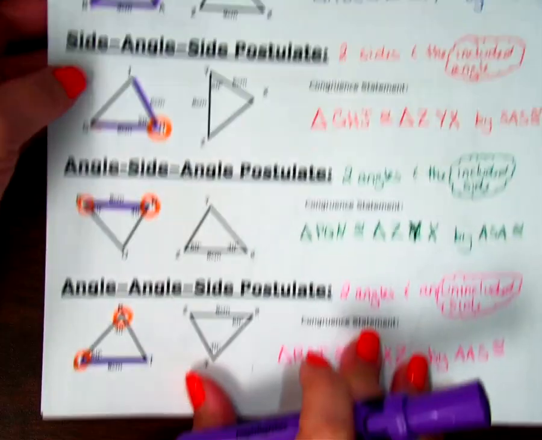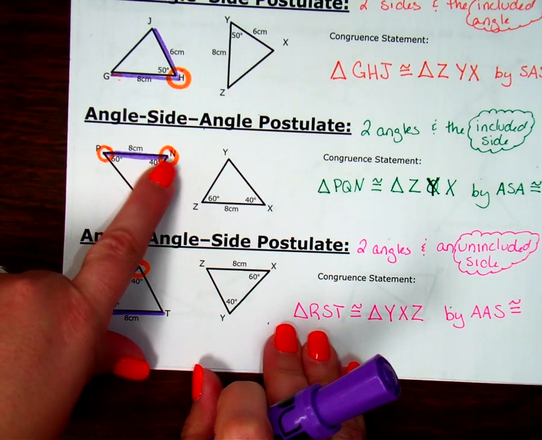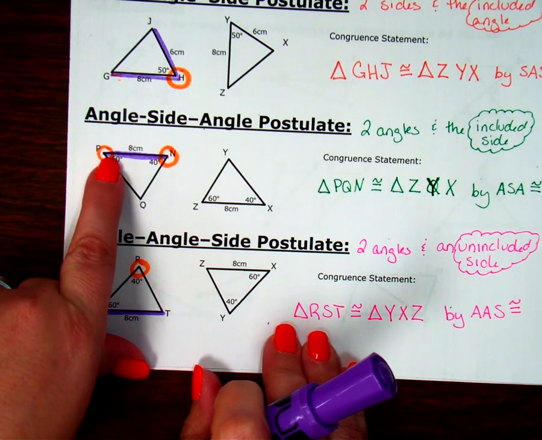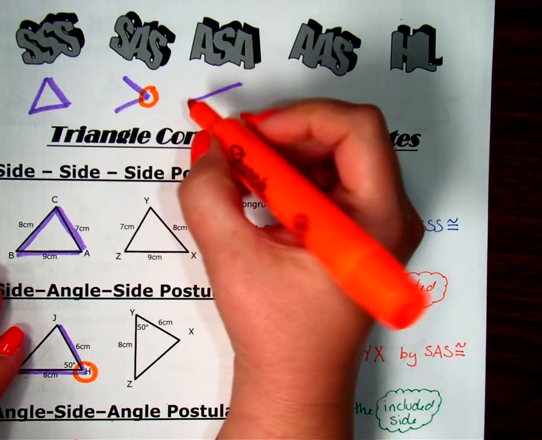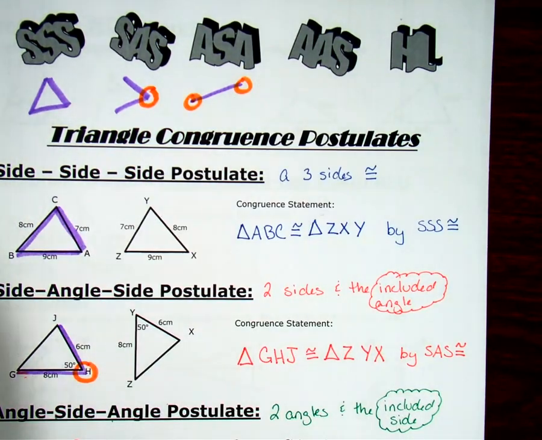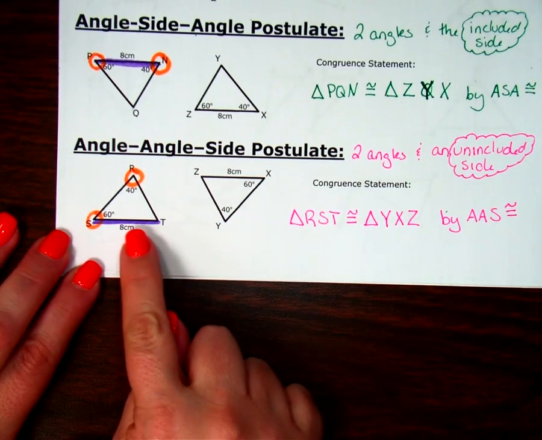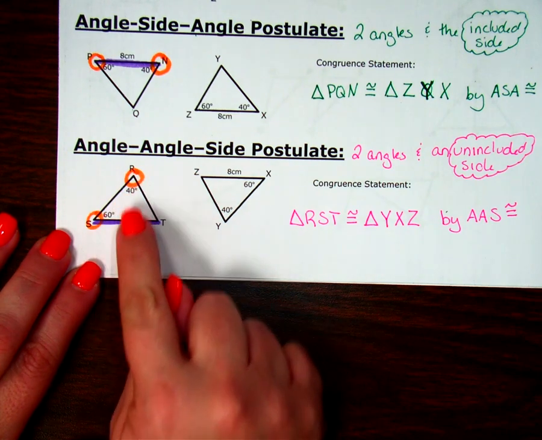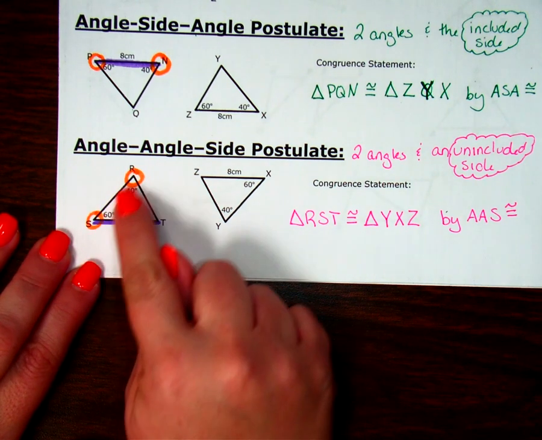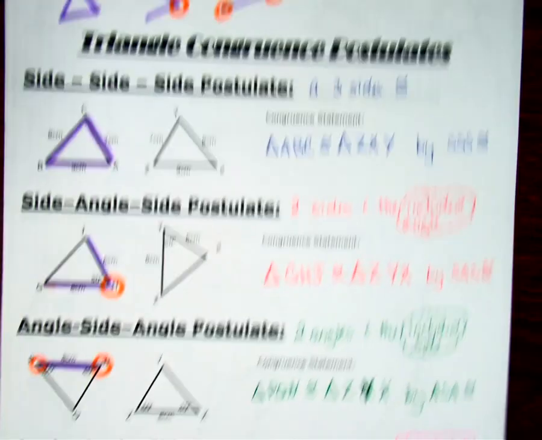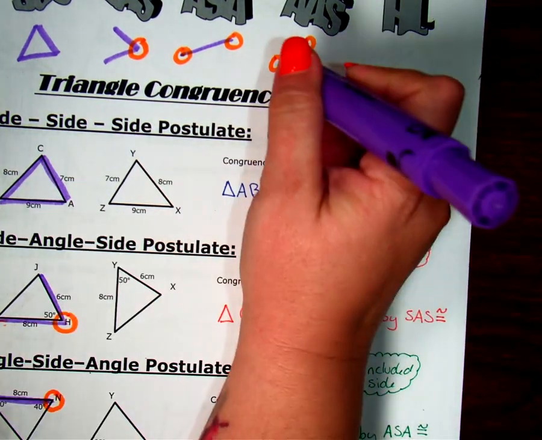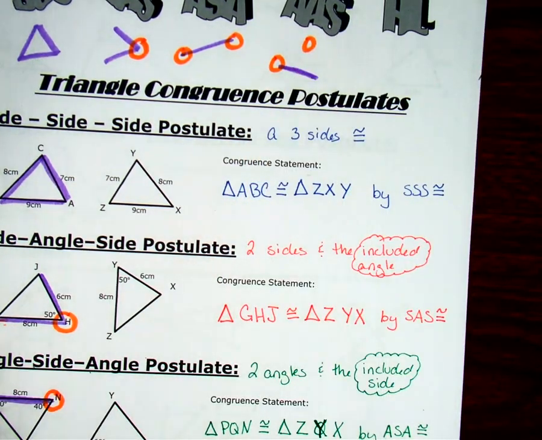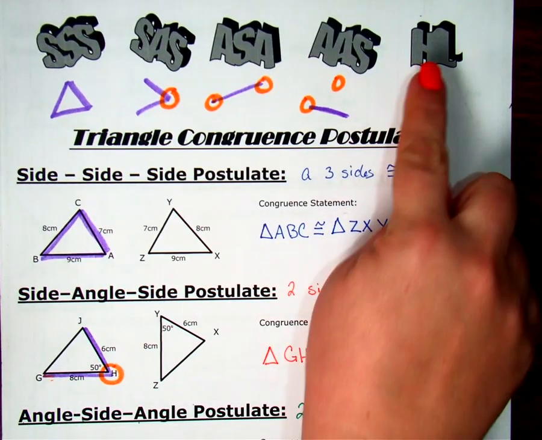Then for angle, side, angle, I can see I have a side, and on each end of that segment, I've got an angle. So I'm going to have a segment highlighted, and then on each end of that segment, I'm going to have an angle. Angle, side, angle. And then the last one we talked about was angle, angle, side. So angle, angle, and then a side that's not in between them. You're going to have two angles marked, and then the side is not going to connect the two circles. Okay, and then you see there's still this HL here.